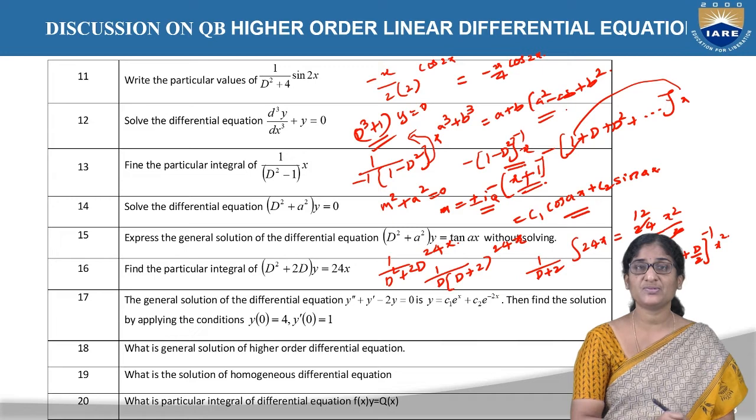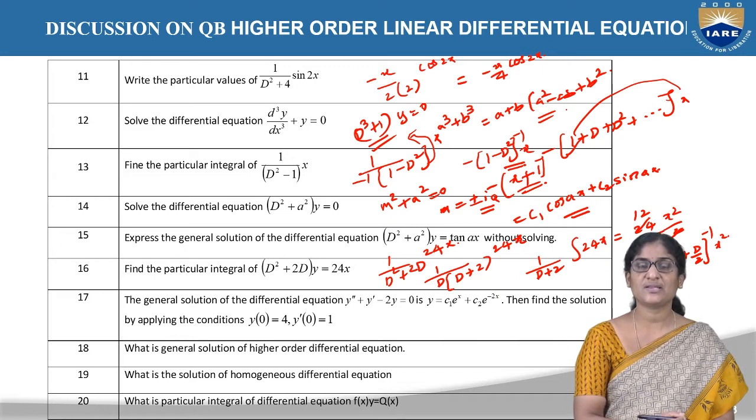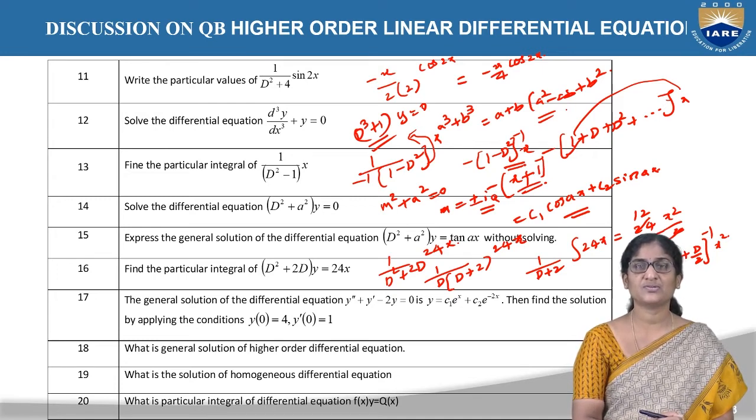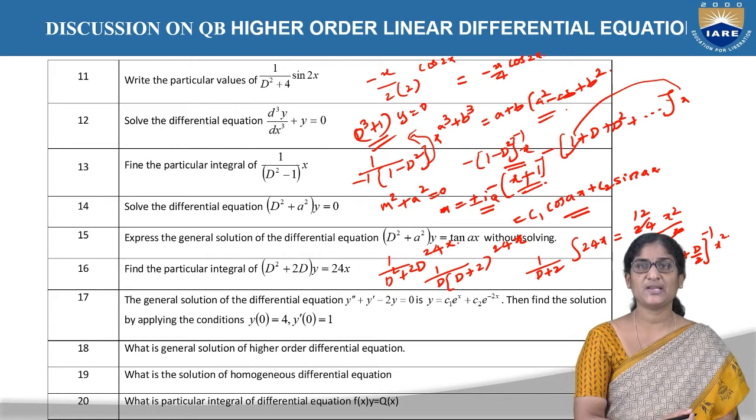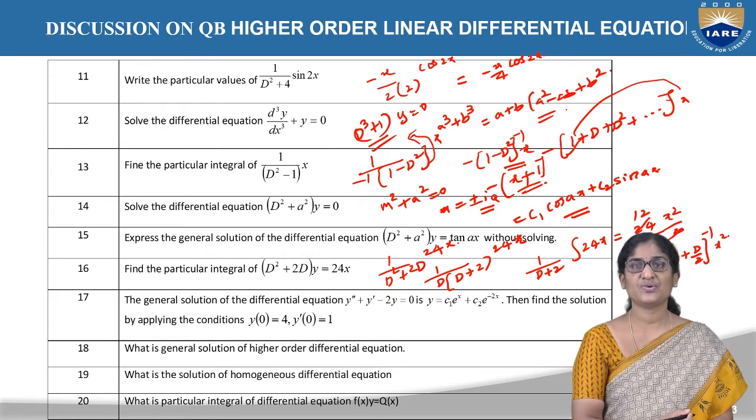So how many derivatives are we going to get? The derivative of x square is 2x, and the derivative of 2x is 2. So the derivative of 2 is 0. So mostly we are going to get the first and second derivative. Substitute those values in the binomial expansion, and we are going to get the particular integral of (d square plus 2d) into y is equal to 24x.